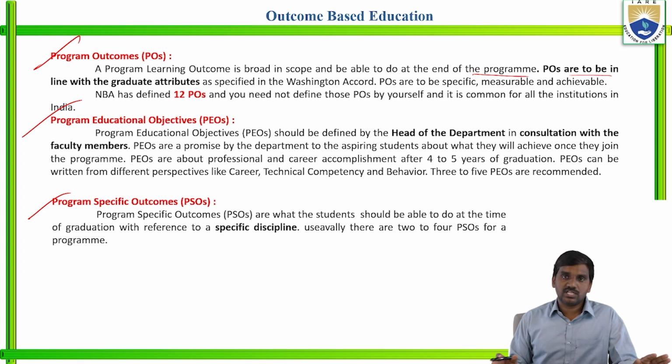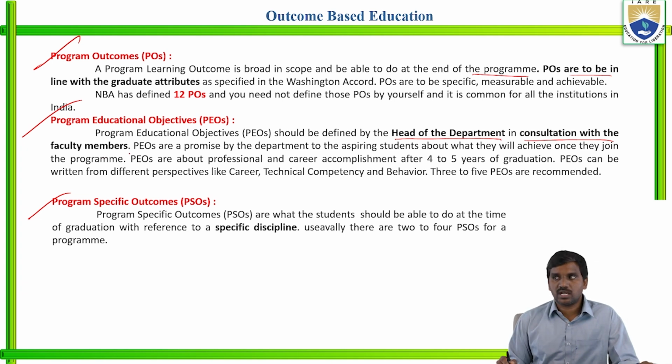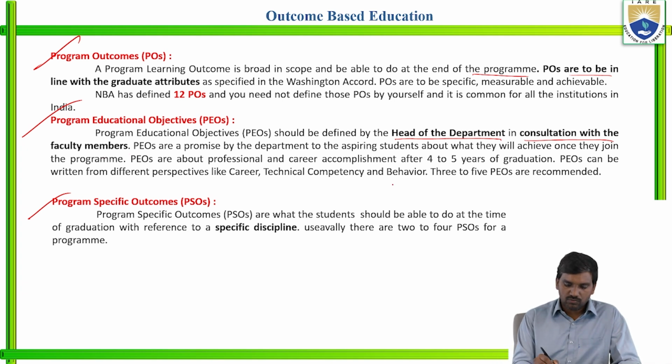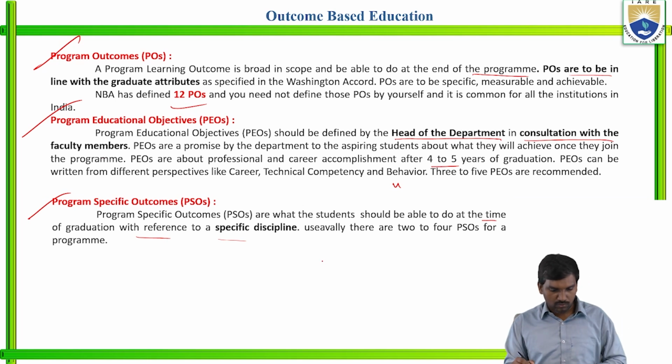And the program educational objectives are defined by the head of the department in consultation with the faculty members. The program educational objectives are a maximum of 4 to 5. Program specific outcomes, PSOs, are what the student should be able to do at the time of graduation with reference to a specific discipline. Usually there are 2 to 4 PSOs for a particular program.